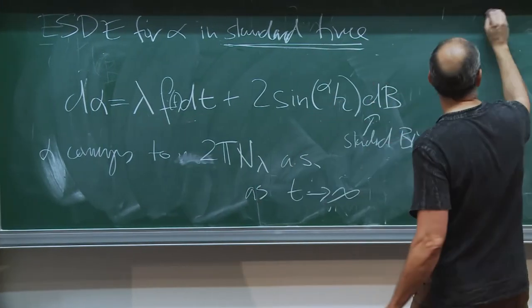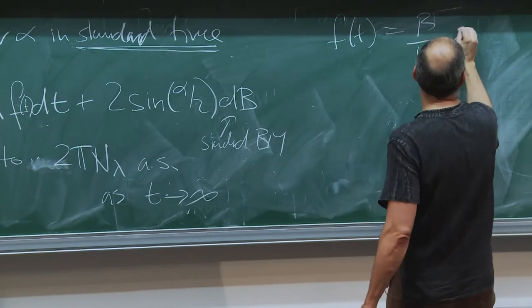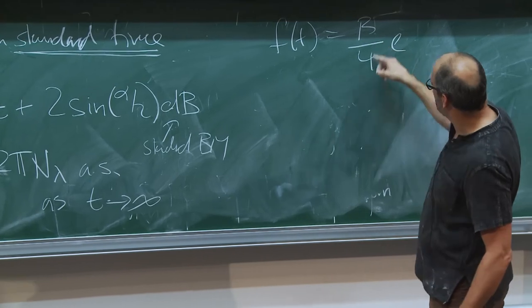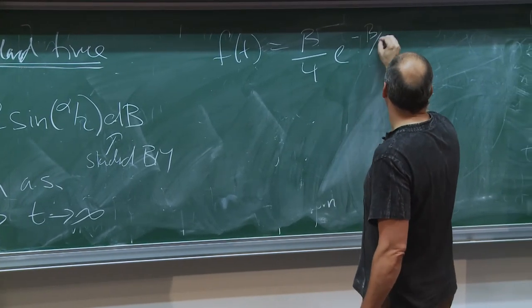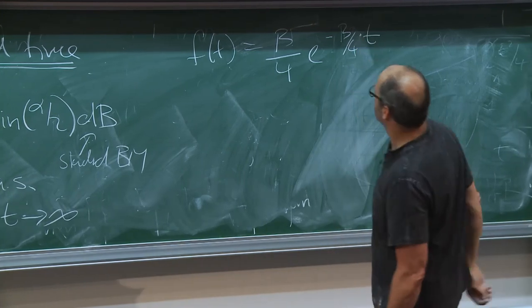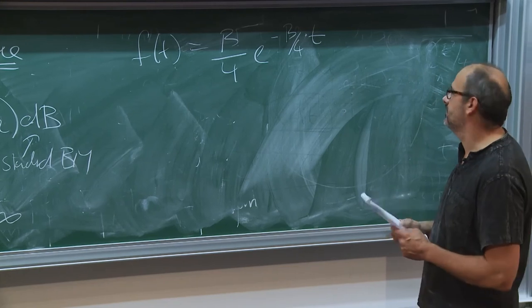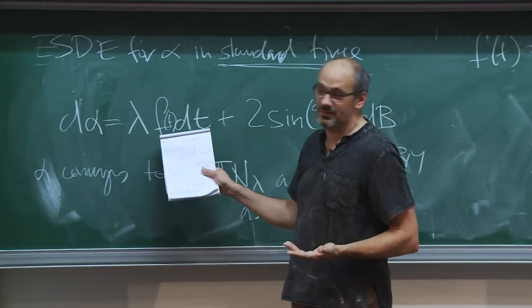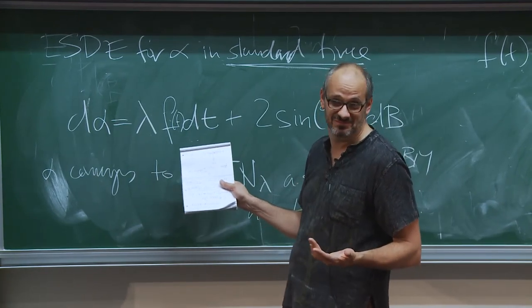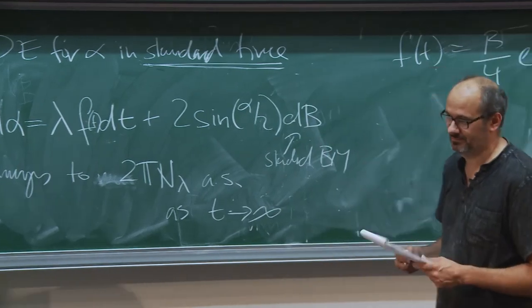Oh, I didn't tell you what f of t is. So f of t is actually just the density of an exponential random variable with beta over 4 parameter. So it's exponentially decaying, this f of t, and it depends on beta. So there is a drift whose total integral is lambda. That's it. This is not much of a drift. And then there is this noise term.